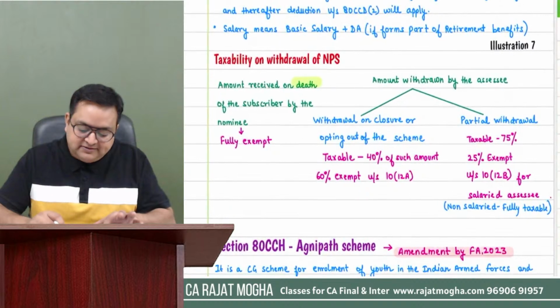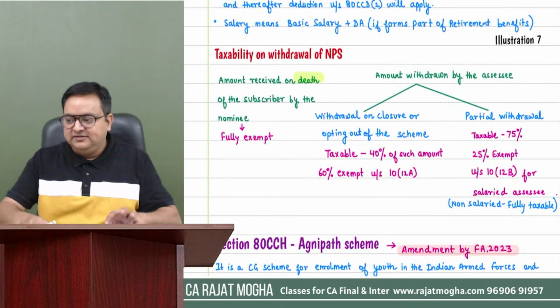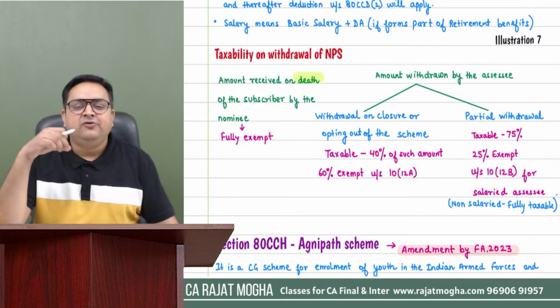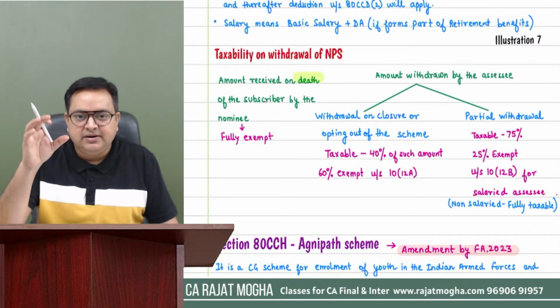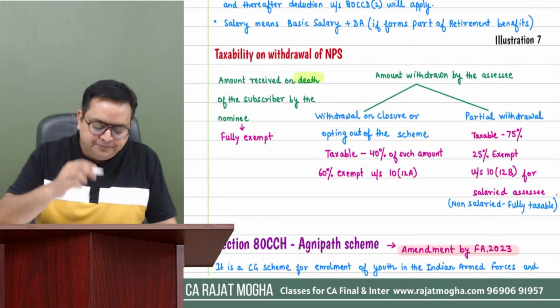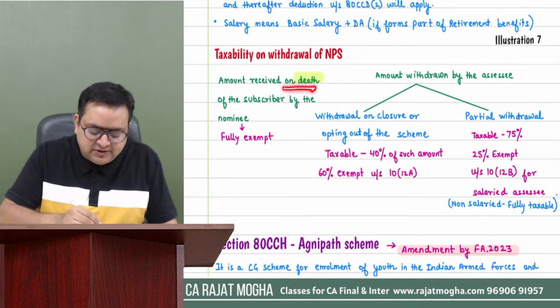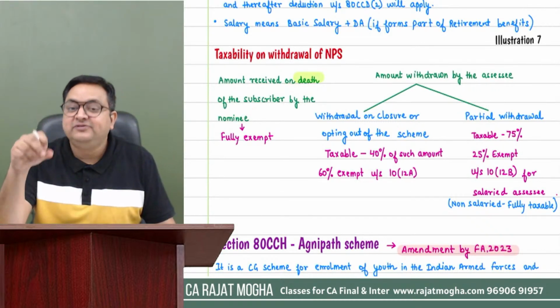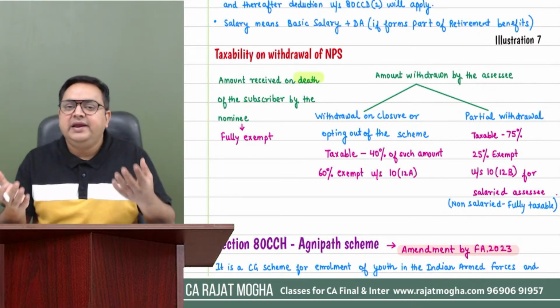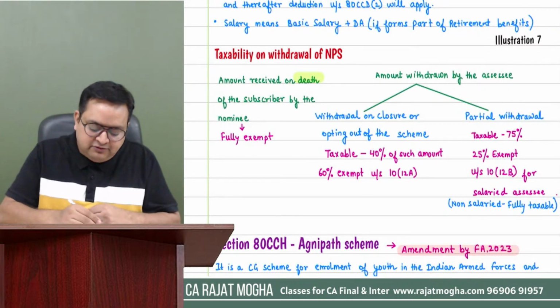Last point about NPS. This can come in your examination. This is again important. If the employee withdraws the amount from the new pension scheme, at the time they are closing or withdrawing this amount, then what will happen? If the amount is withdrawn on the death of the subscriber, the person in whose name NPS was there, that person has died, and then their legal heirs are withdrawing the amount, then it will be fully exempt.